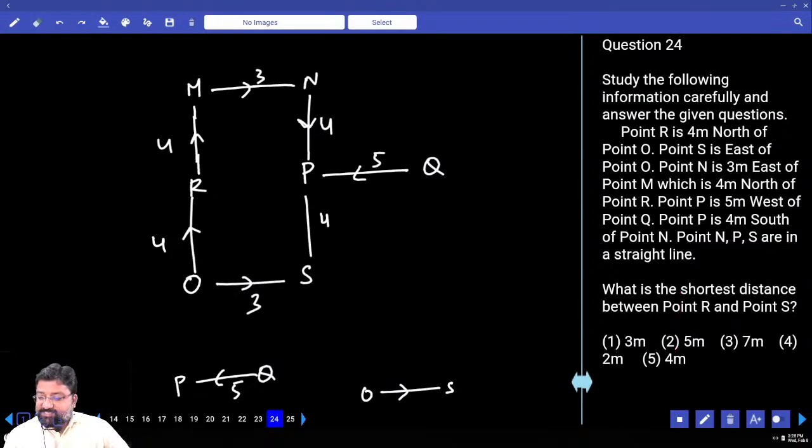What is the shortest distance between R and S? How much is this? 4 and 3. Pythagoras theorem. 5. 3, 4, 5. 6, 8, 10.